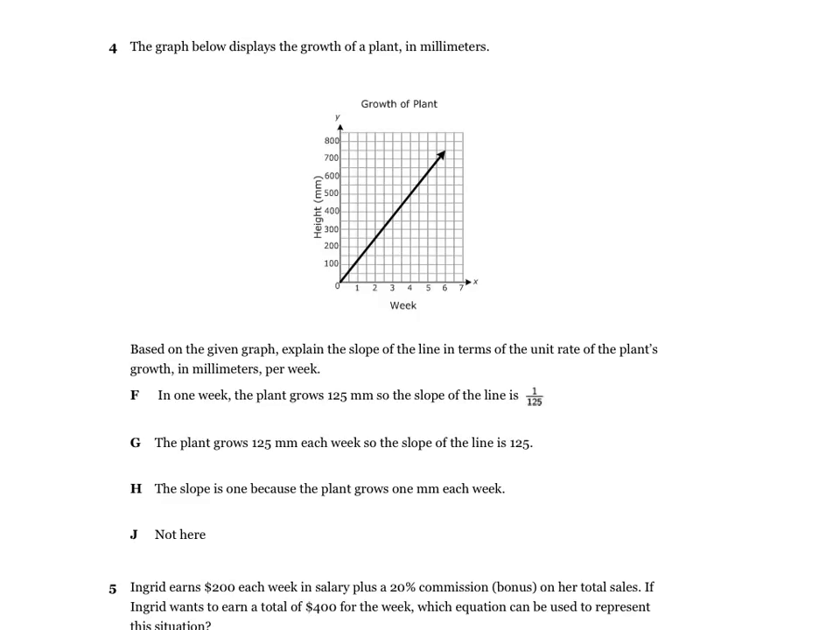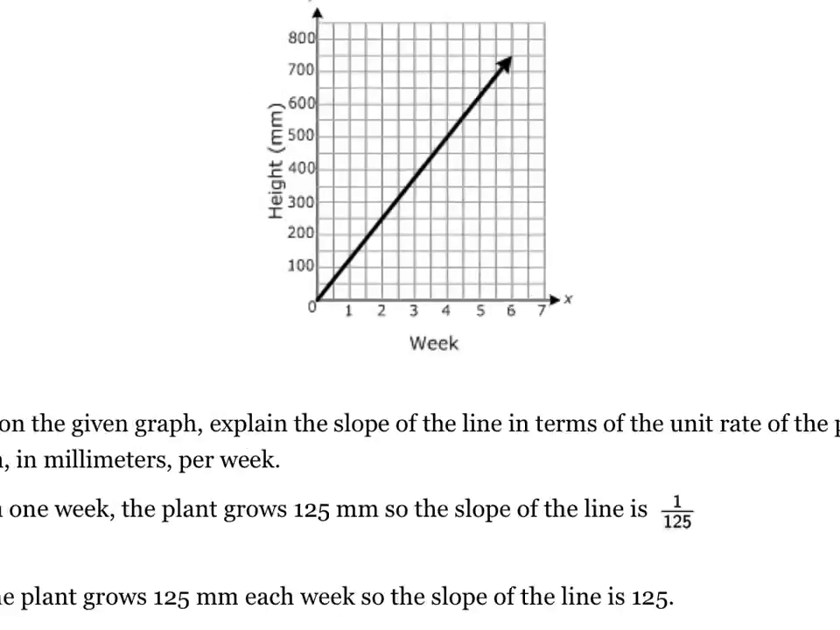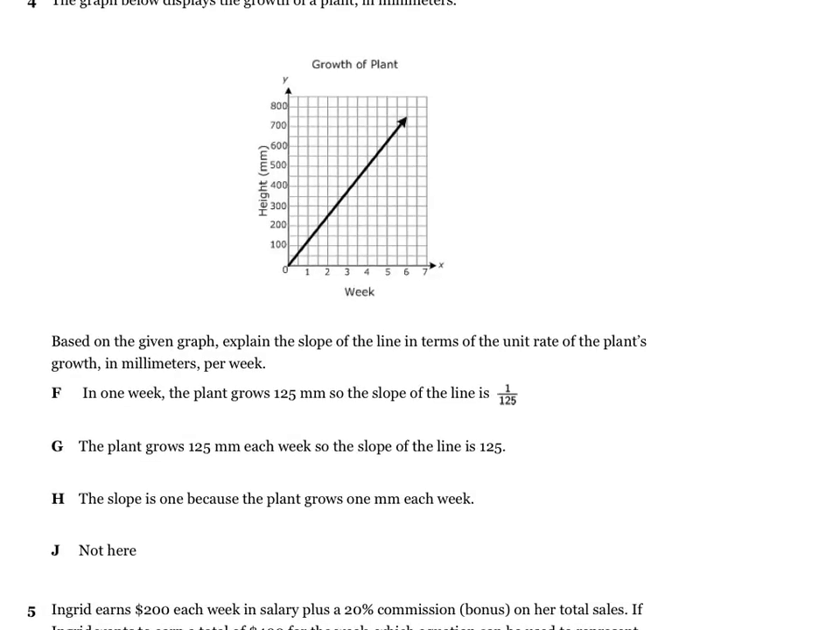So what I'm going to do is I'm just going to read them one at a time. So F, it says in 1 week the plant grows 125 millimeters. Well, the slope of the line is 1/125th. So that's not actually going to match at all. So I'm going to mark this one out because that's my slope right there, and that doesn't match that at all. So F is definitely out.